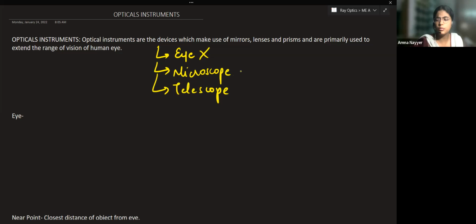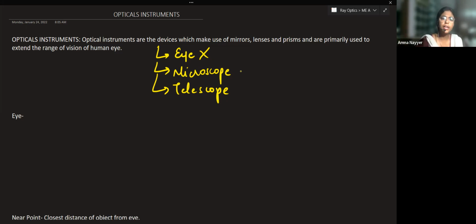Now, eye is not included in your syllabus. See, optical instruments questions do come in your exam, and maximum chances are there that questions will come from optical instruments. Last year also questions came, so chances are there. So, eye is not included in optical instruments now. You will be able to find it in NCERT, where hypermetropia and all the diseases are also mentioned, but now questions are not asked on this, so that's not a part of your syllabus, so no need to go into the details of eye.